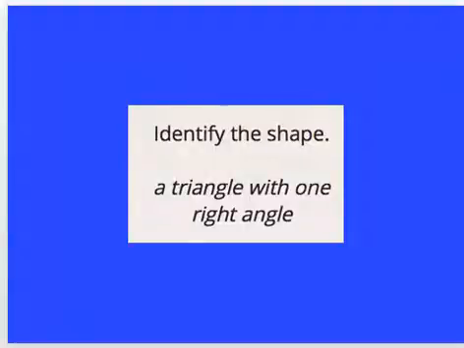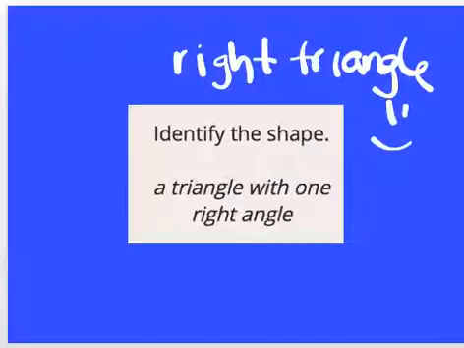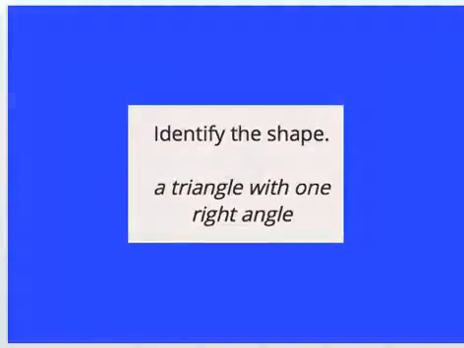Okay, let's try this one. Press pause, go ahead. All right, I'm sure you got this one very quickly. If we know that the thing has a right angle, it is a right triangle, no matter what. All right, let's keep going.